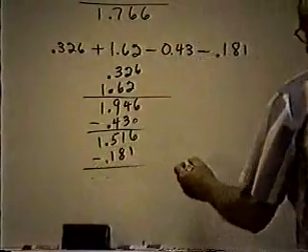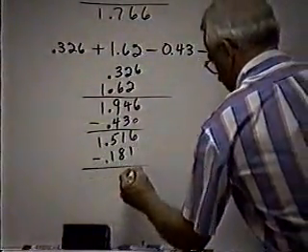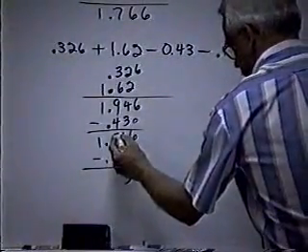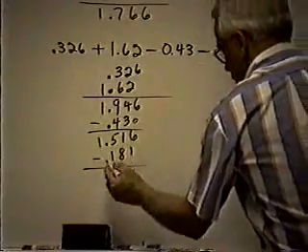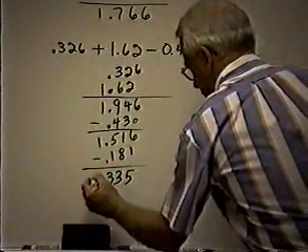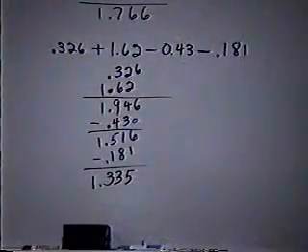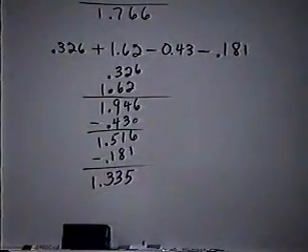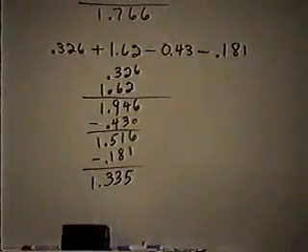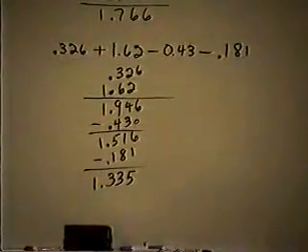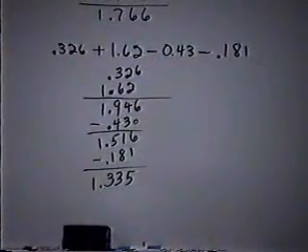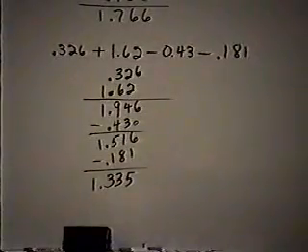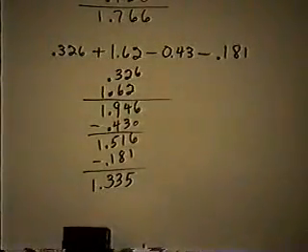1 from 6 is 5. 8 from 1, we have to borrow 1, it's 8 from 11, so that's 3. We borrowed 1, that's a 4 now. That's a 3. 1.335. Okay, so that's a pretty simple process of adding and subtracting decimals. Simple concept of lining up decimals above decimals, and then just adding and subtracting.